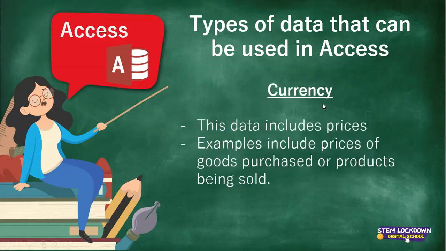The next one is currency. Currency includes data that is in the form of prices. This could be rands, dollars, euros, any type of currency that you want to store in a database would be stored under the data type currency. So this data includes prices, the price of a product that you may be selling, the price of a product that was sold, the amount that an employee earns, the amount that needs to be paid. Any one of these can be seen as a currency type of data.